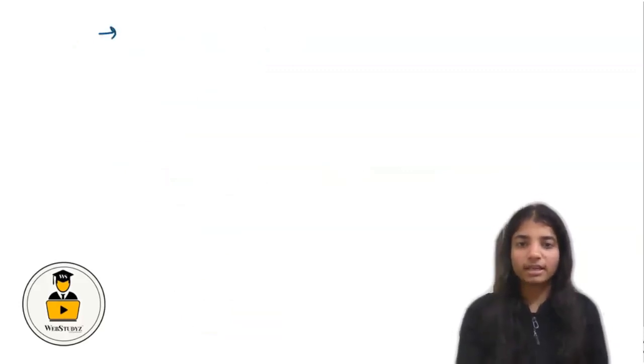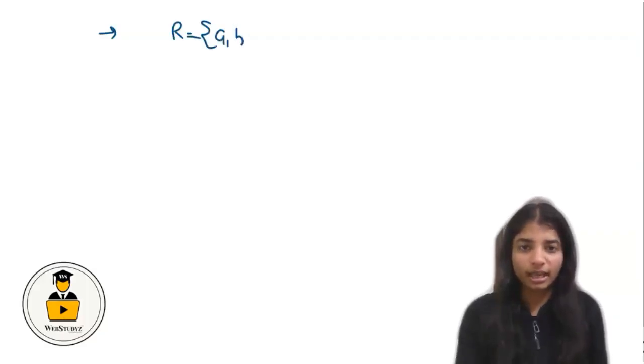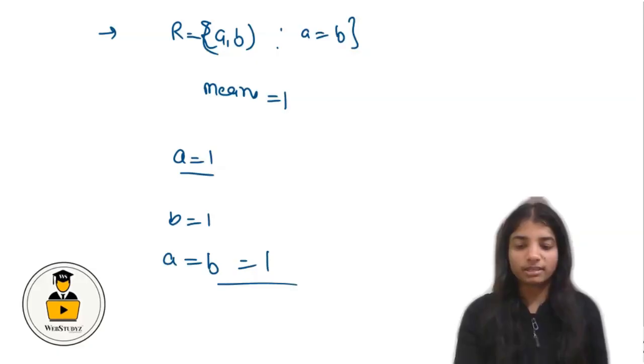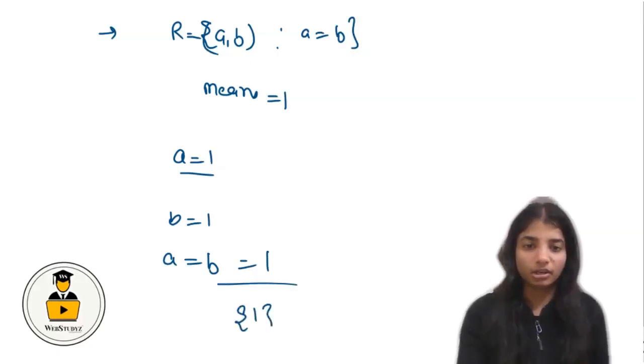Now we need to find the set of elements related to 1. Here we have the relation (A, B) such that A is equal to B. So all elements related to 1 means all elements equal to 1. So if A is equal to 1, then B is also equal to 1. So we can say that the set of elements related to 1 is {1}. So this is the answer to the given question.